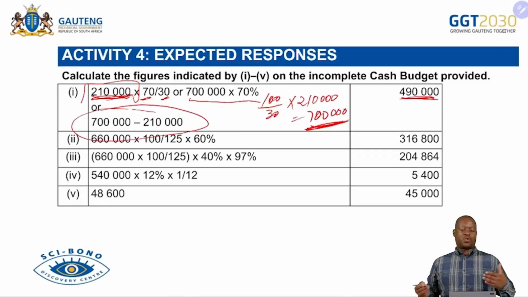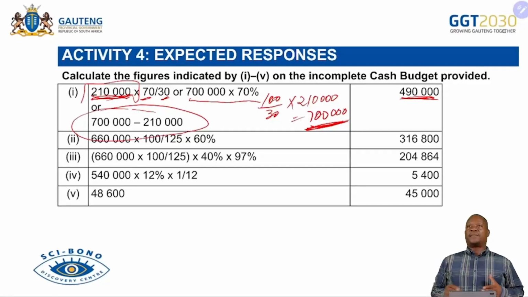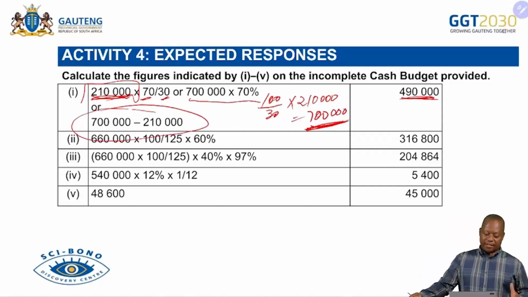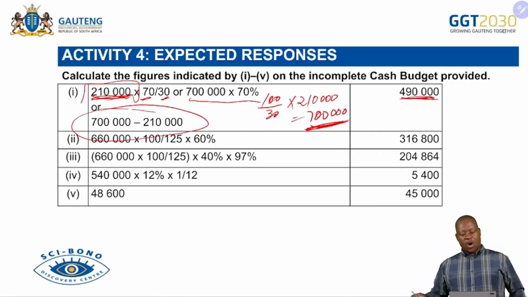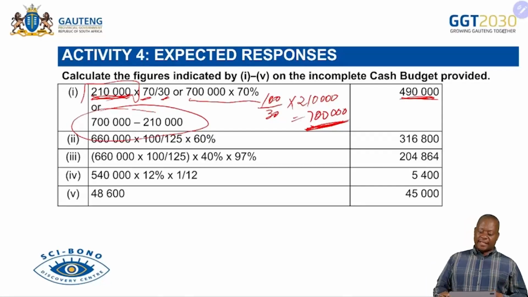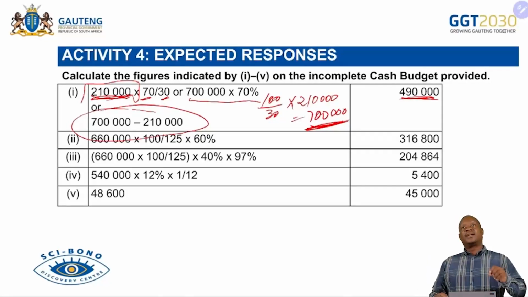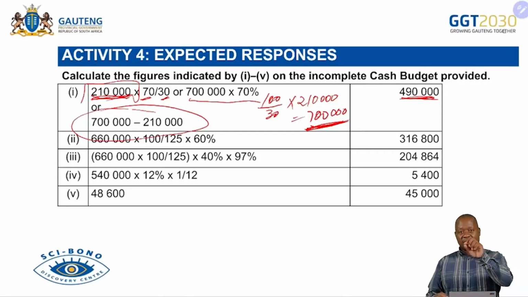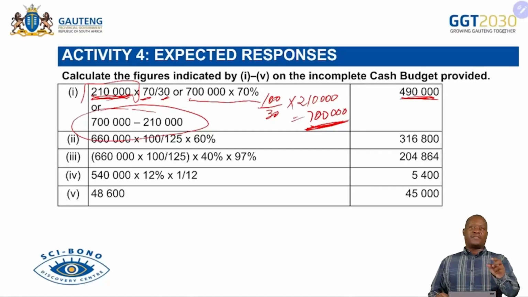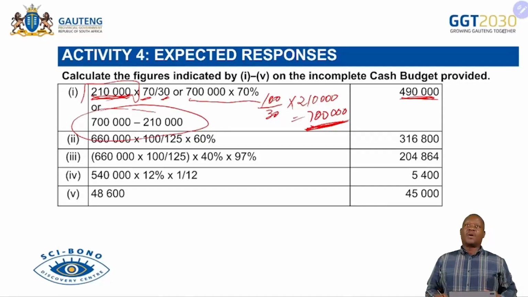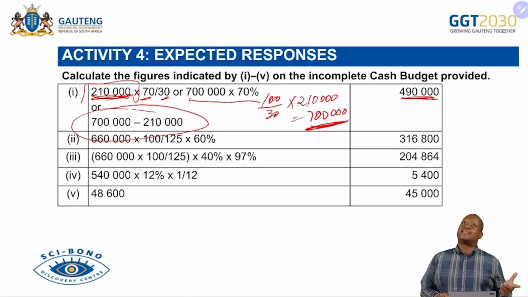700,000 minus 210,000, we are still going to get to 490,000. Straightforward. No problem on that. Now, let's move on to number 2. Number 2 was asking us to find cash payments to creditors. Remember that, right? And remember, we are not given any creditors. We don't have creditors. We are given sales instead.